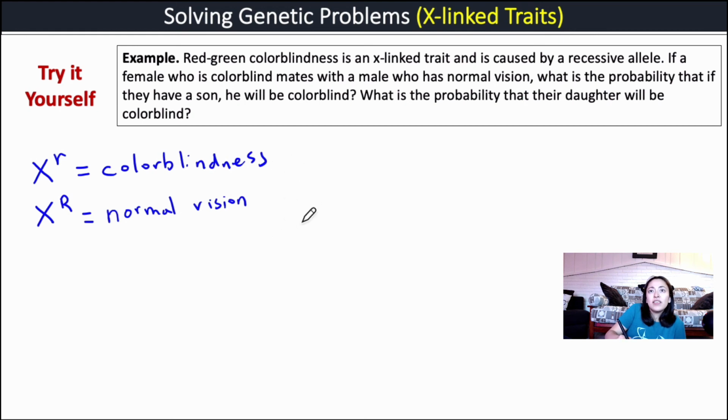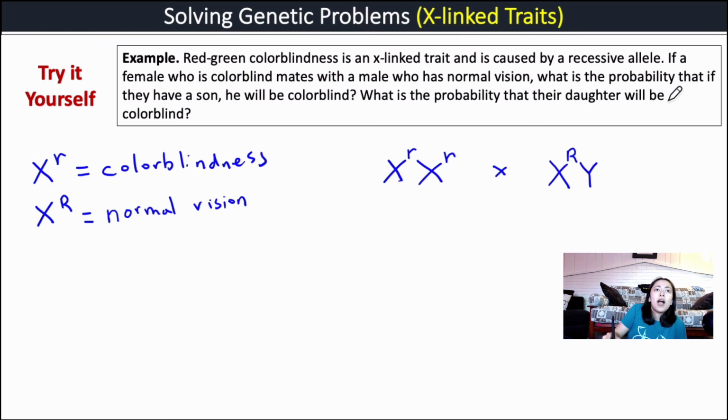All right, so after you write the key, you've got to figure out what the parents' genotypes are. If a female who is colorblind, so the mother is colorblind, so we know females are XX, so that must be her genotype. In order for her to be colorblind, since colorblindness is caused by a recessive allele, she has to have 2 of them. So she is X little r, X little r. She mates with a male who has normal vision. So that's my cross. She's being crossed with a male with normal vision. So males are always XY. Well, what type of allele is linked to his X chromosome? Well, he has normal vision, so he's going to have a big R.